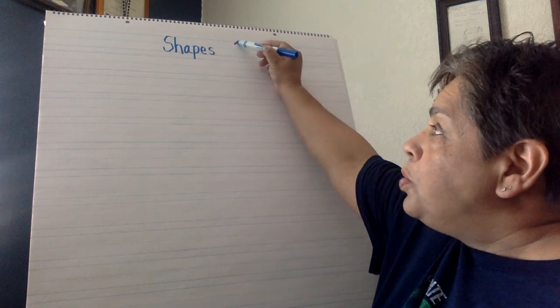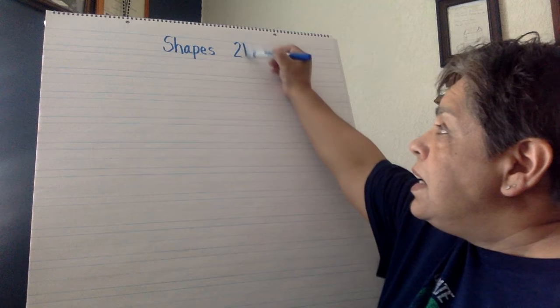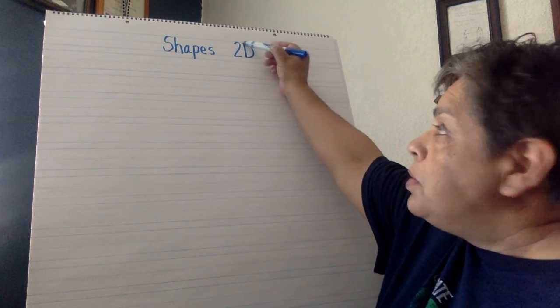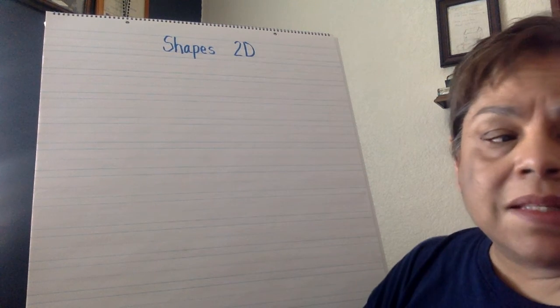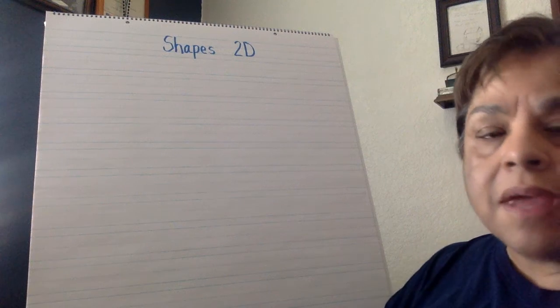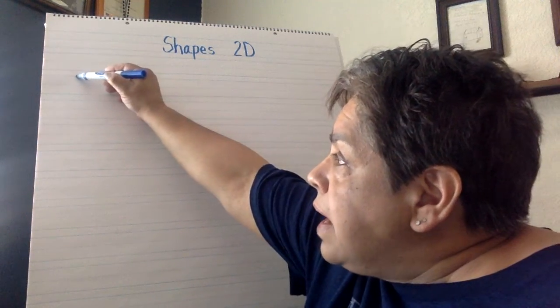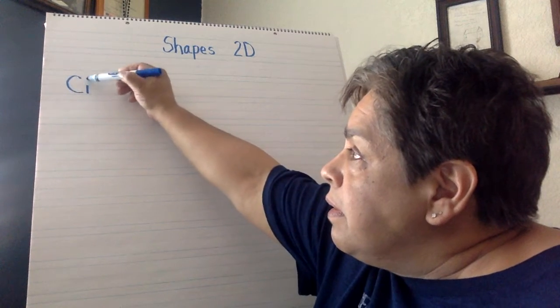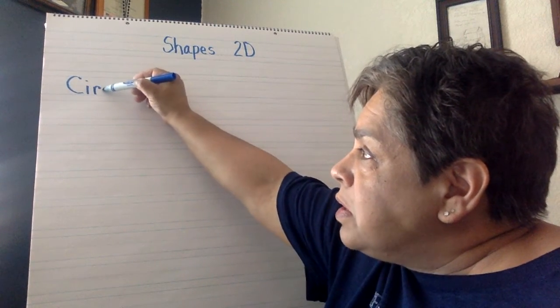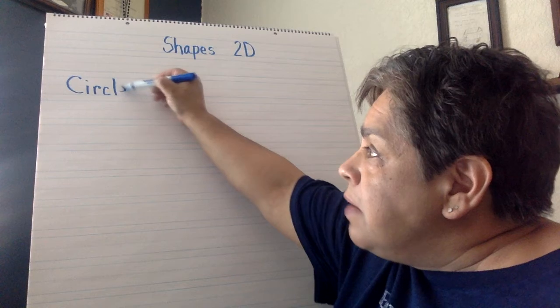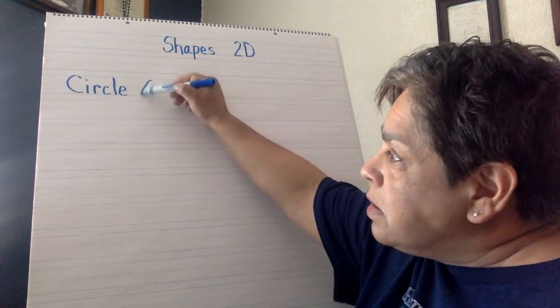But these are 2D shapes. Do you remember what 2D means? It means that the shapes are flat. Okay? So I'm going to say the first one is going to be a circle. And remember that a circle, I know you remember this, a circle is round.